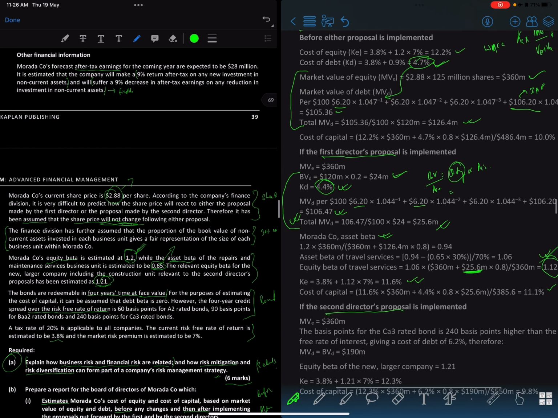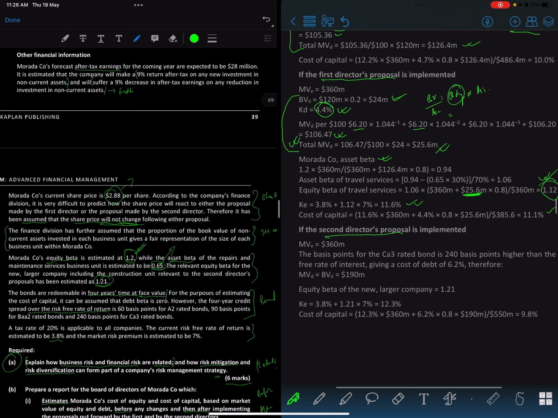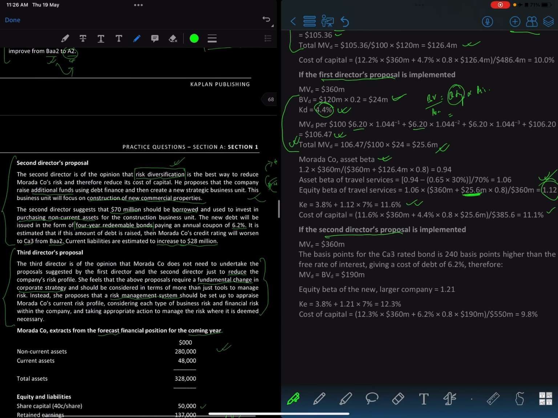Right, okay, so under the same heading, under the same appendix, we have the second director's proposal as well. What is its proposal? Risk diversification, and then the best way to reduce risks and therefore reduce its cost of capital. He proposes that the company raise additional funds using debt finance and then create a new strategic business. It will focus on construction of new commercial projects. So this 70 million should be borrowed and used to invest in purchasing non-current assets for the construction business unit. The new debt will be issued in the form of 4-year redeemable bonds paying an annual coupon of this much.